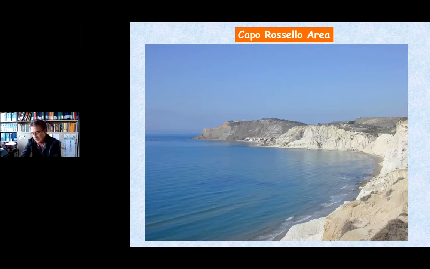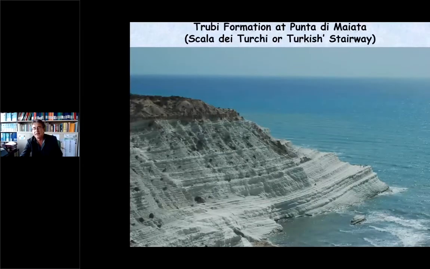When they started to study this outcrop, there's a beautiful place where we have the well-known section Scala dei Turchi, or Turkish Stairway, at Punta di Maiata. The real name of this area is Punta di Maiata. It's well known everywhere as Scala dei Turchi because during the 16th century, Turks attacked this part of Sicily, and they abandoned their boats along the coast, using this cliff to attack Real Monte and Agrigento. For this reason, it is now well known as Scala dei Turchi, or Turkish Stairway.